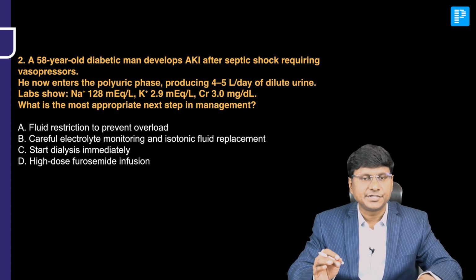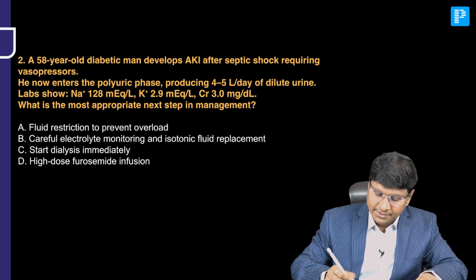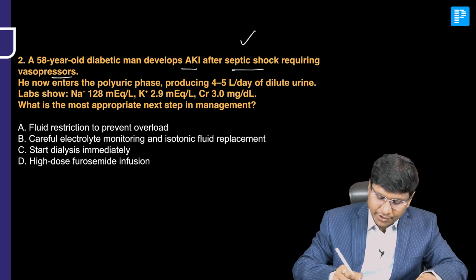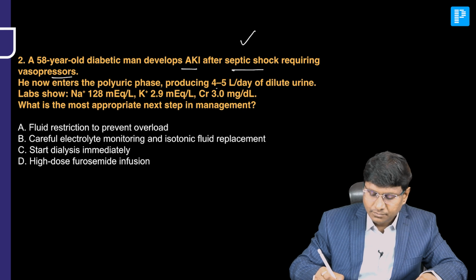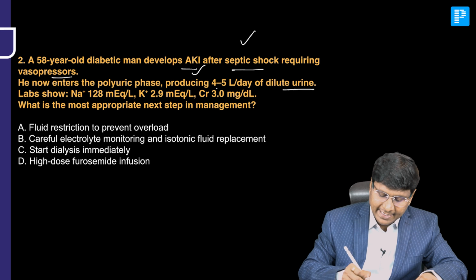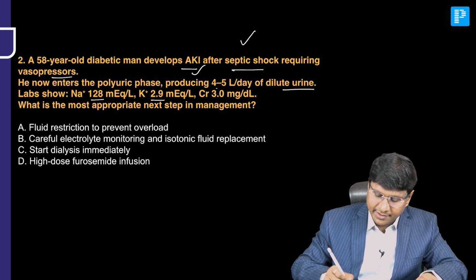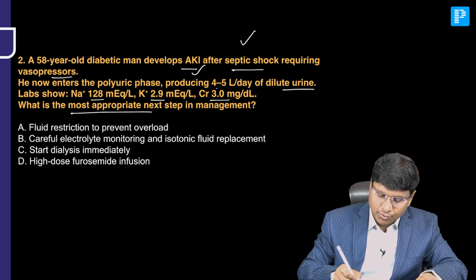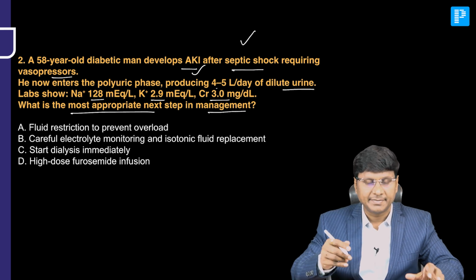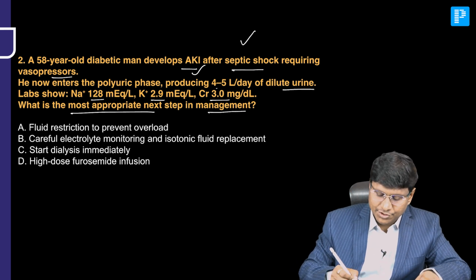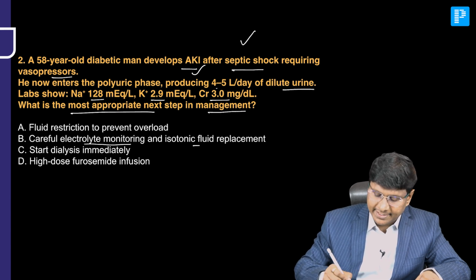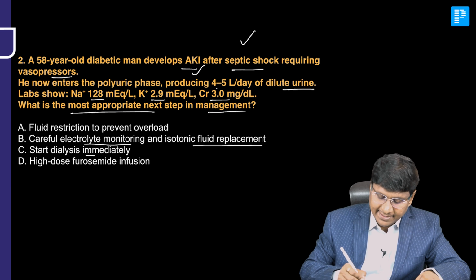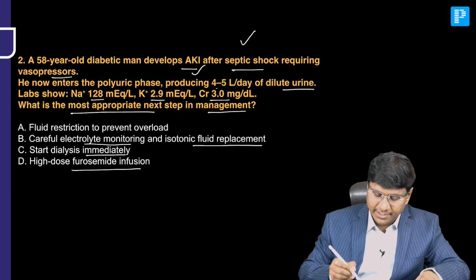If you see the second question, a 58-year-old diabetic man develops acute kidney injury after septic shock requiring vasopressors. He now enters the polyuric phase, producing 4 to 5 liters per day of dilute urine. Lab shows sodium 128, potassium 2.9, creatinine 3 milligrams per deciliter. What is the most appropriate next step in the management of this individual? The options are: fluid restriction to prevent overload, careful electrolyte monitoring and isotonic fluid replacement, start dialysis immediately, and high dose furosemide infusion.